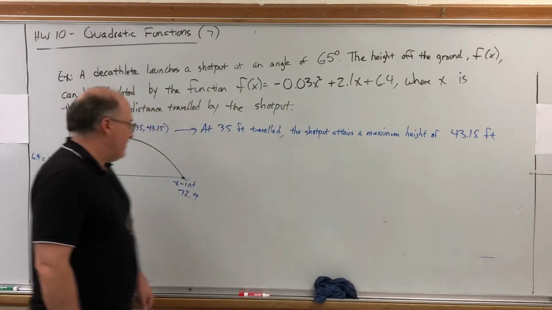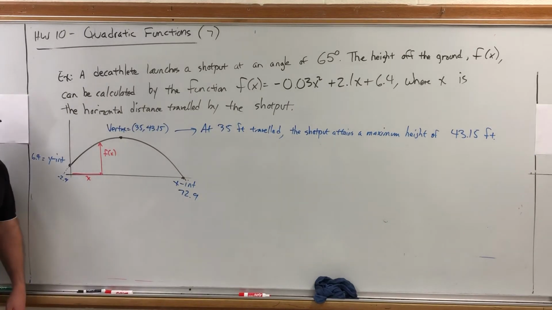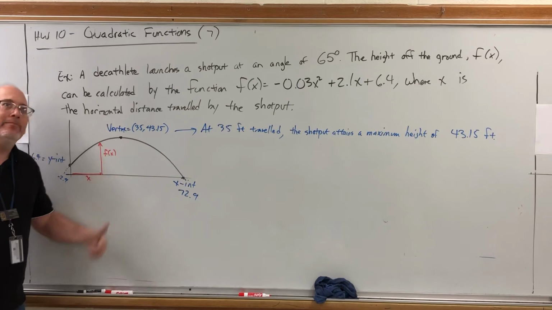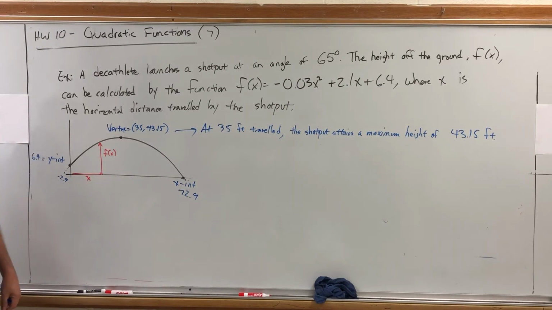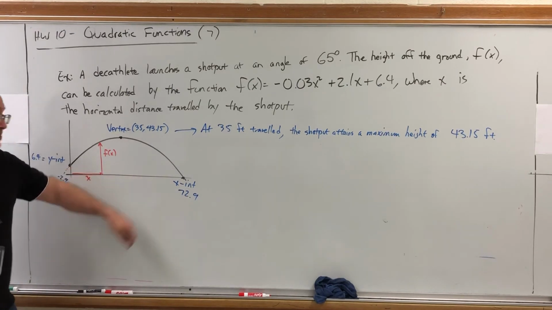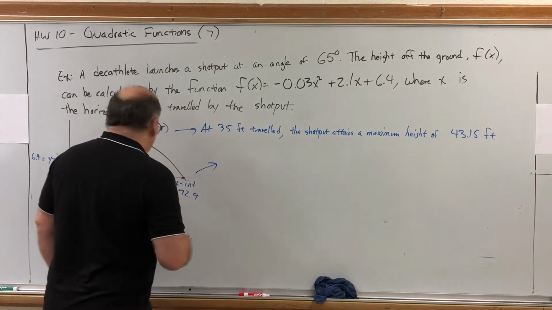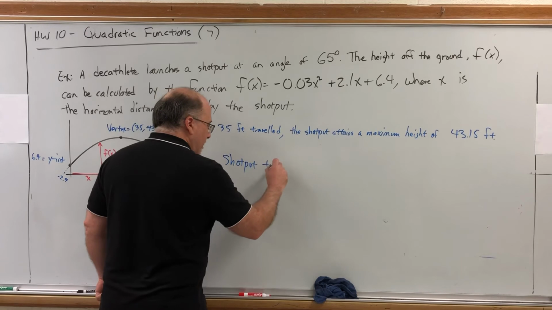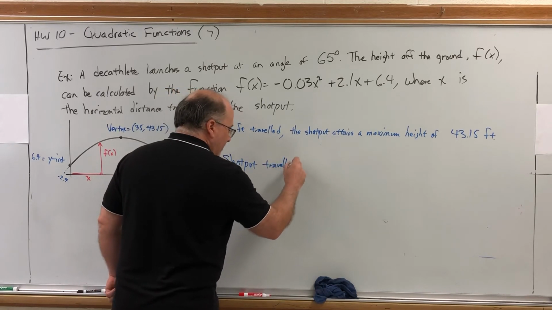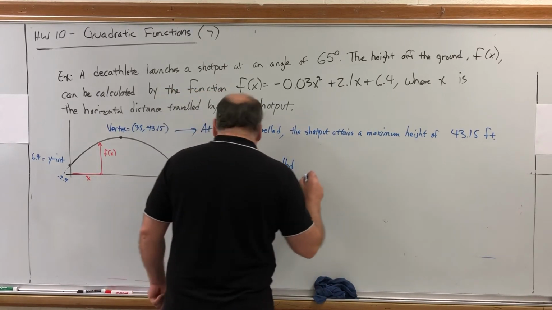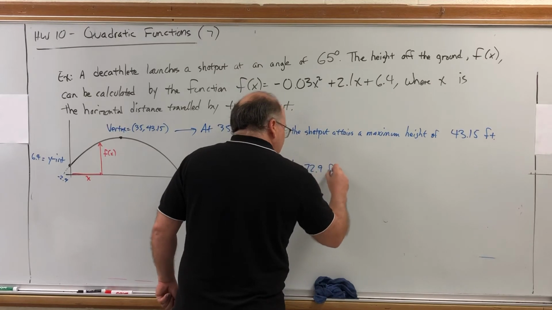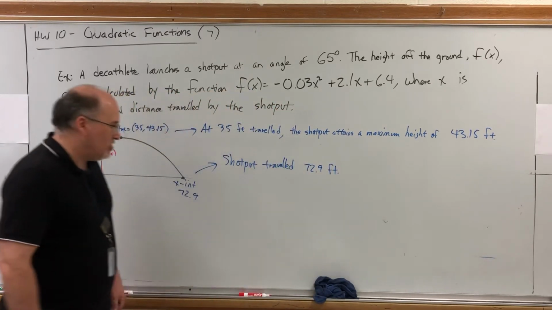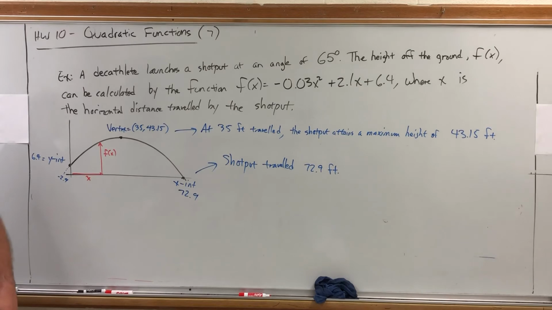Now, of course, in the Olympics or in any other event where you're throwing a shot put, your score is not gauged on how high it goes in the air, but rather how far it travels. And that's what this x-intercept represents. So this x-intercept means that the shot put traveled 72.9 feet. I don't know if that's good or bad. I just know that if I threw it, it wouldn't go anywhere near that.